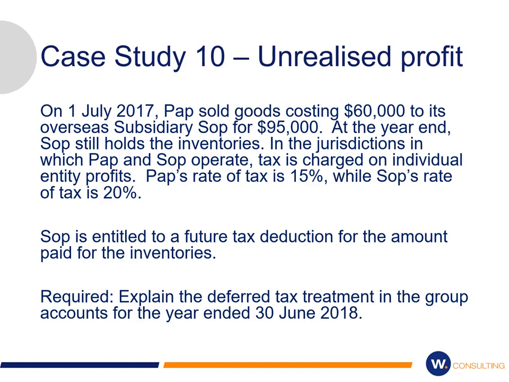In the jurisdictions in which PAP and SOP operate, tax is charged on individual entity profits. That's common. That's the same here in South Africa. PAP's rate of tax is 15%, while SOP's rate is 20%. SOP is entitled to a future tax deduction for the amount paid for the inventories. Explain the deferred tax treatment in the group accounts as at the end of the year.